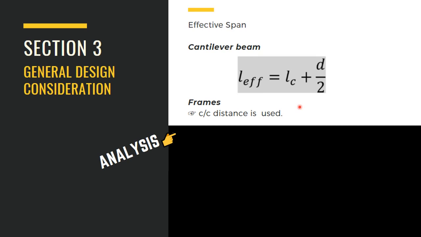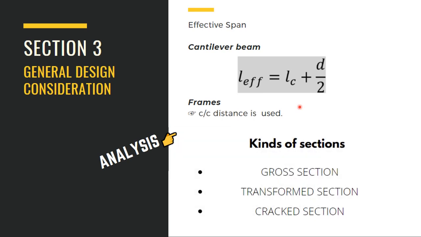And what are the kinds of sections that are used in design? Gross section, transformed section, cracked section. What is meant by gross section? The cross section of the member ignoring reinforcement. If we ignore the reinforcement, that is called the gross section, and the concrete cross section plus the area of reinforcement transformed using modular ratio is called the transformed section.